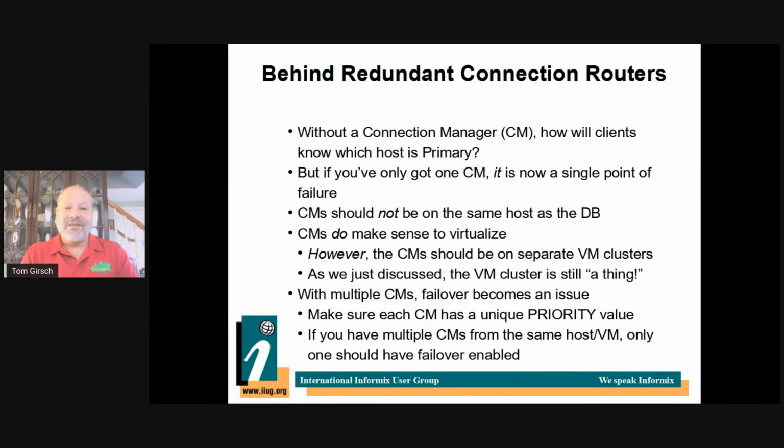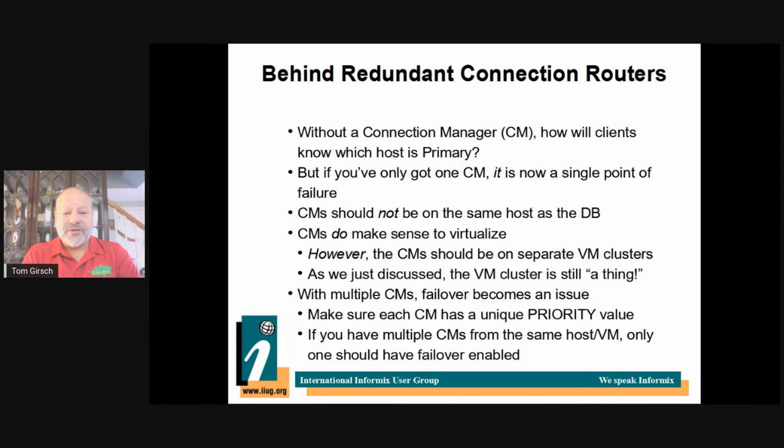But if you only have one of these, that connection router, connection manager, is now the single point of failure, and it can die. You should not put your connection routers or connection manager on the same host as the DB, because you've just undermined a bunch of redundancy. CMs or connection routers can in fact make sense to virtualize, and in fact we do in our enterprise. But the CMs, as I was just talking about, should be on separate VM clusters, because that VM cluster is a thing. That thing can fail. And if the cluster fails and all of the VMs are on it, or all the CMs are on it, you now no longer have clients able to connect into your database, even if your database is still up.